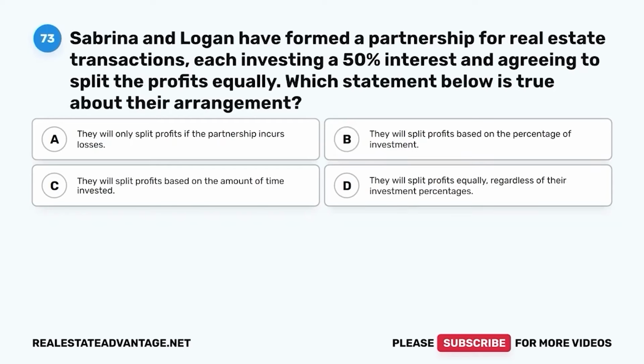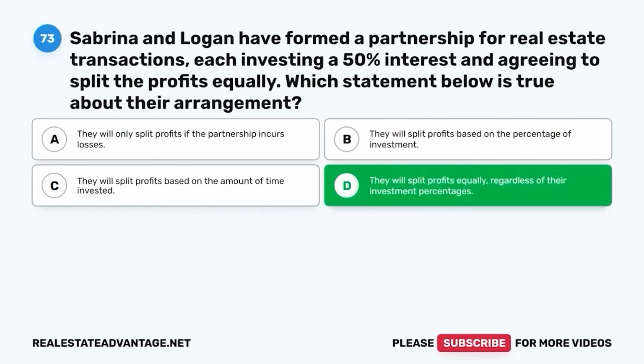Question 73. Sabrina and Logan have formed a partnership for real estate transactions, each investing a 50% interest and agreeing to split the profits equally. Which statement below is true about their arrangement? A. They will only split profits if the partnership incurs losses. B. They will split profits based on the percentage of investment. C. They will split profits based on the amount of time invested. D. They will split profits equally, regardless of their investment percentages. The correct answer is D.